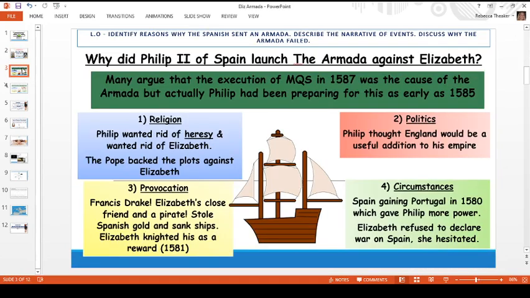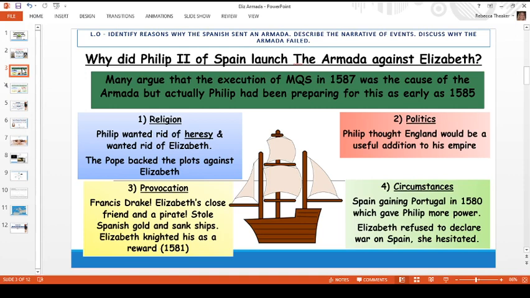First of all, before we look at the battle itself and the reasons why Elizabeth won, we're going to think about why it actually started. Why did King Philip II of Spain launch the Armada against Elizabeth? Well, there are quite a few different reasons.